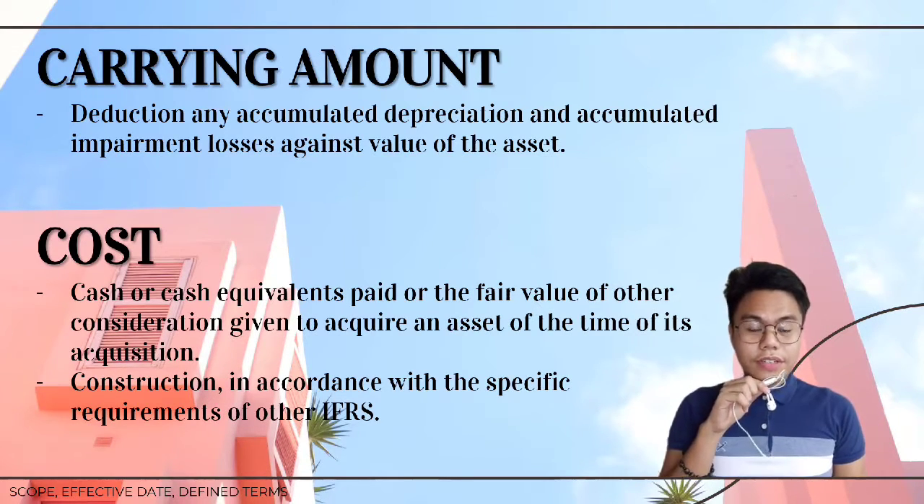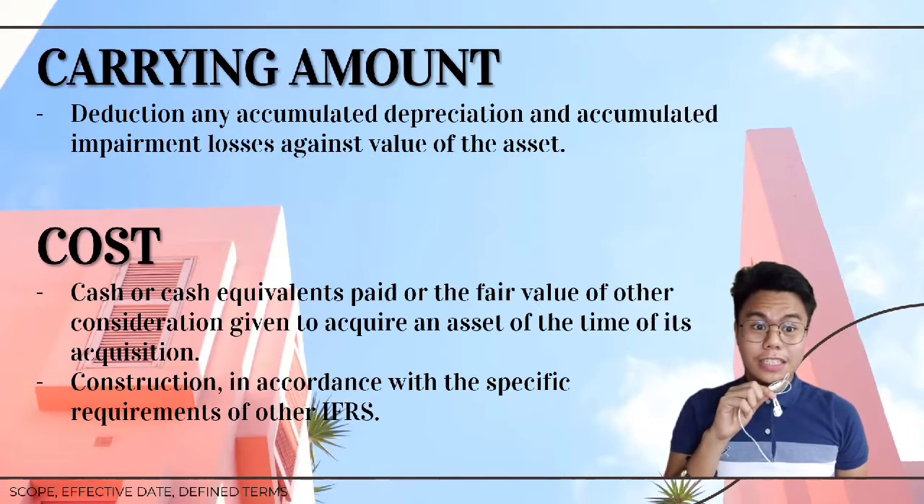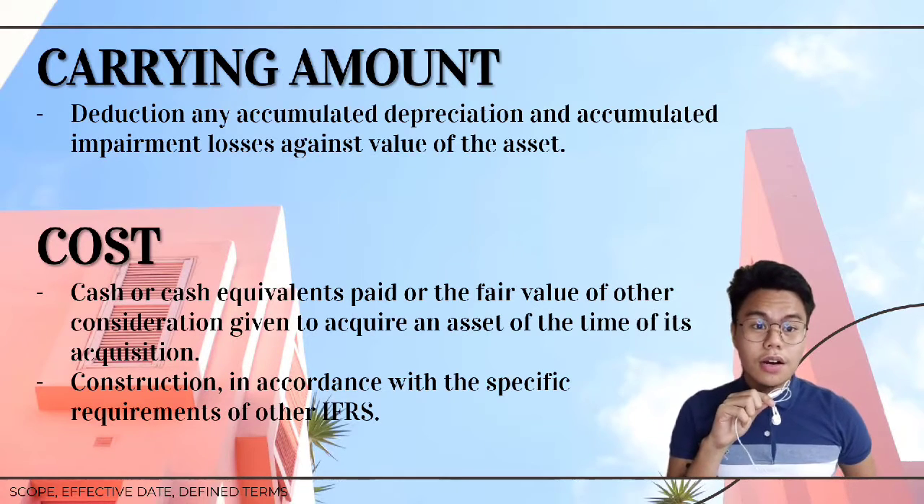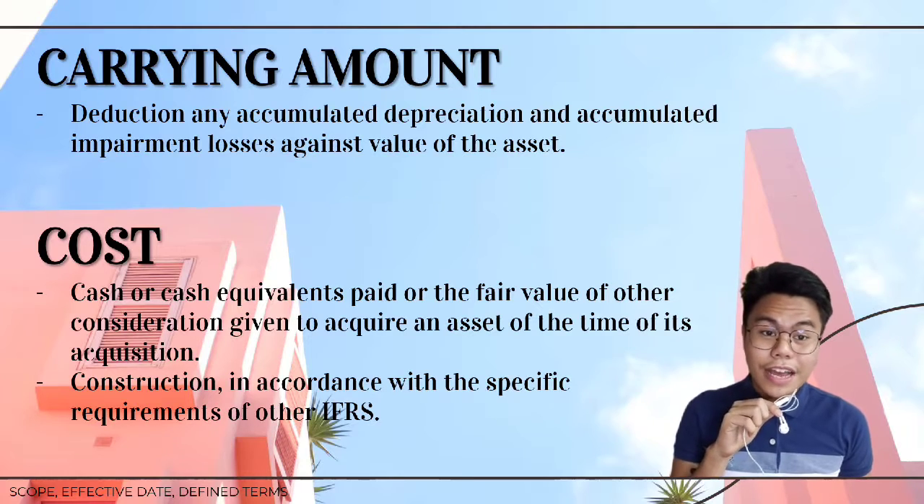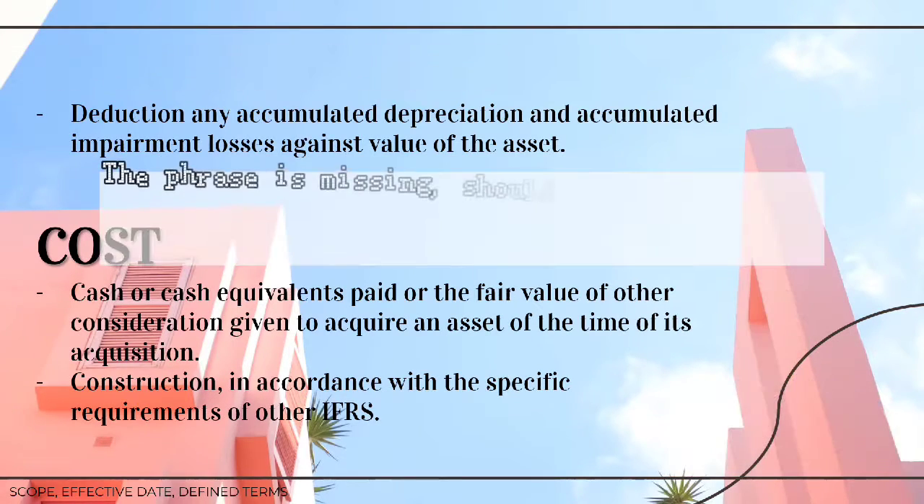Next term to consider is cost. Normally, it is used as an expense, an operating expense. But in this module, cost is the cash or cash equivalents used, or the fair value of other consideration, in acquiring or constructing the asset at the time. So it is required by the International Financial Reporting Standard that construction may be included in the acquisition of the asset.